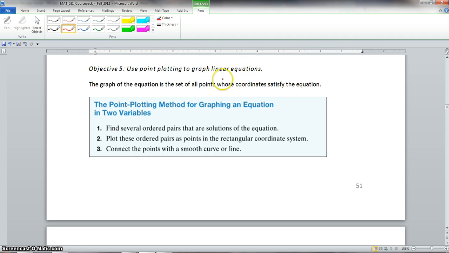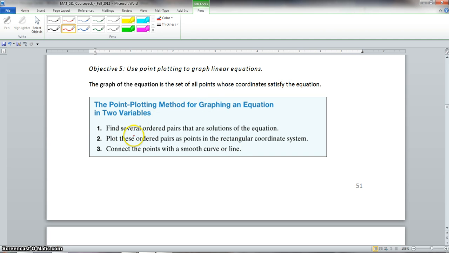Now we come to objective 5. We want to use point plotting to graph linear equations. The graph of the equation is the set of all points whose coordinates satisfy the equation. Okay, now it's the point plotting method for graphing an equation in two variables. Number 1, find several ordered pairs that are solutions of the equation. 2, plot these ordered pairs as points in the rectangular coordinate system. And 3, connect the points with a smooth curve or a line.